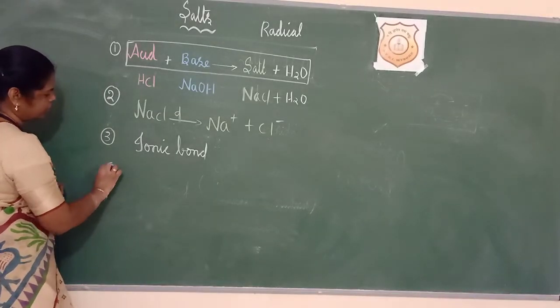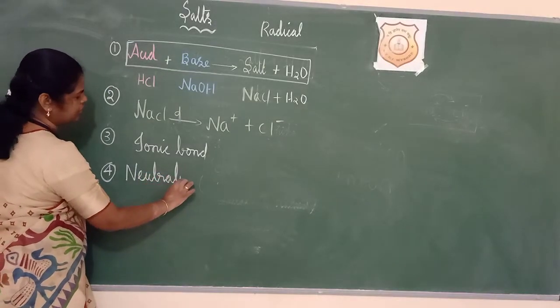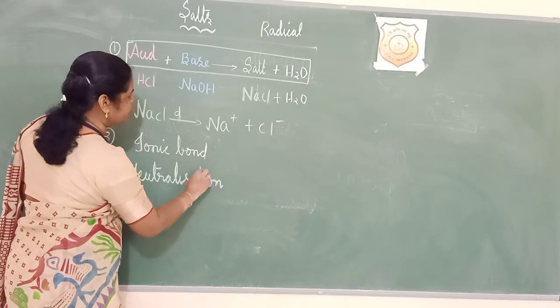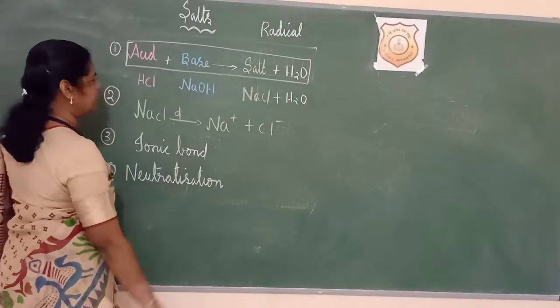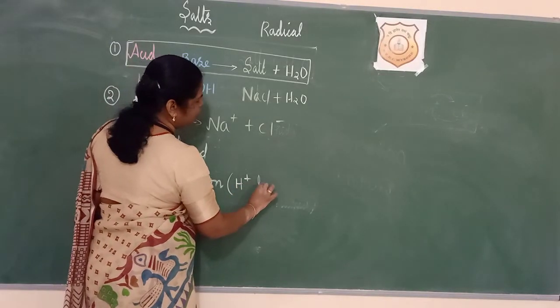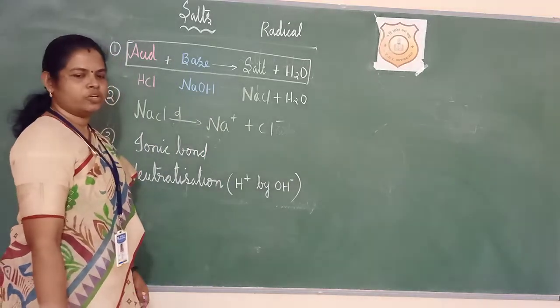Then the fourth one is the neutralization reaction that takes place. Why neutralization? Because the ions will be neutralized. The H+ ions will be neutralized by whom? OH- ions. It's clear now, children?